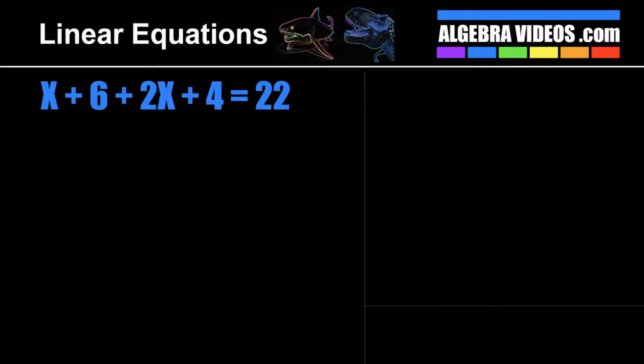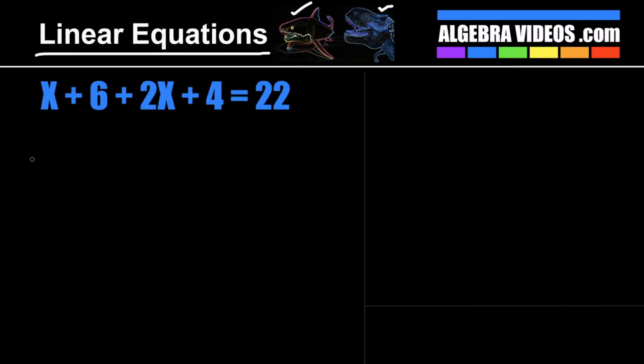x plus 6 plus 2x plus 4 equals 22. Okay, the first step, like all algebra problems, is to ignore the big scary words up here, linear equations. You don't need to know these words. These are the chapter titles. And that's why we have the shark, check, and the dinosaur, check. Just to make fun of those big scary words. They're something you can completely ignore because math is the same in all languages.